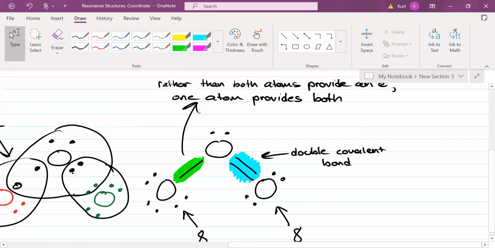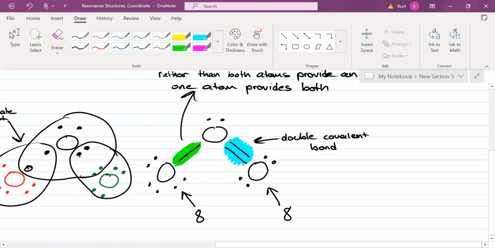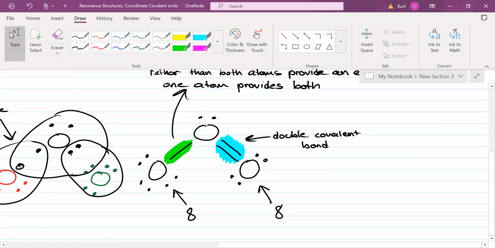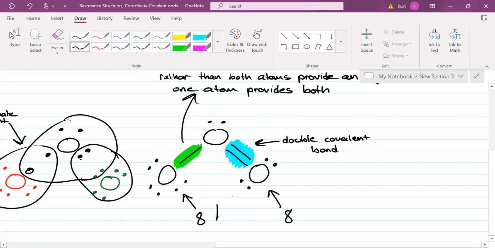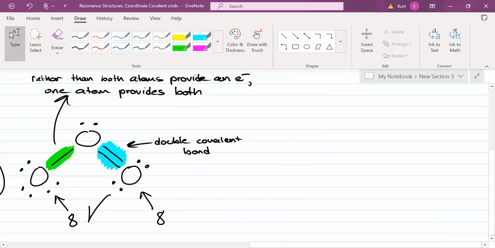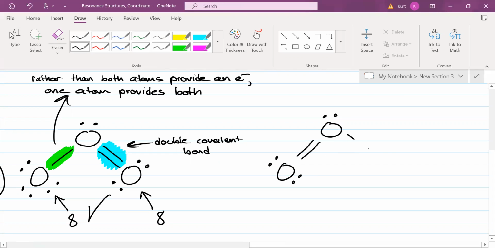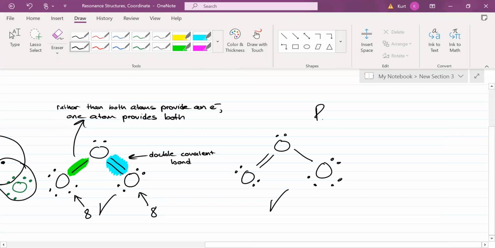Now, not only is this an example of a coordinate covalent bond, this is an example of a resonance structure. Is there another way you could draw this molecule and still be right? How? What do you mean flip it? Yes. So if any of you drew ozone like this, I would give you credit. The other way to draw it would be like this. As Francis said, just flip it. This is also correct. So a resonance structure is simply more than one way to skin a cat.